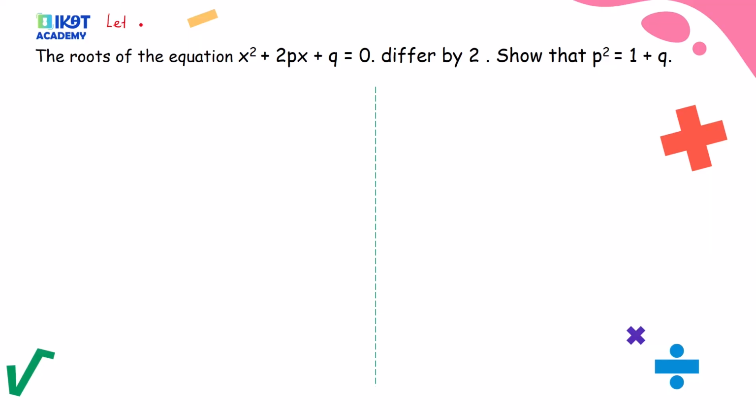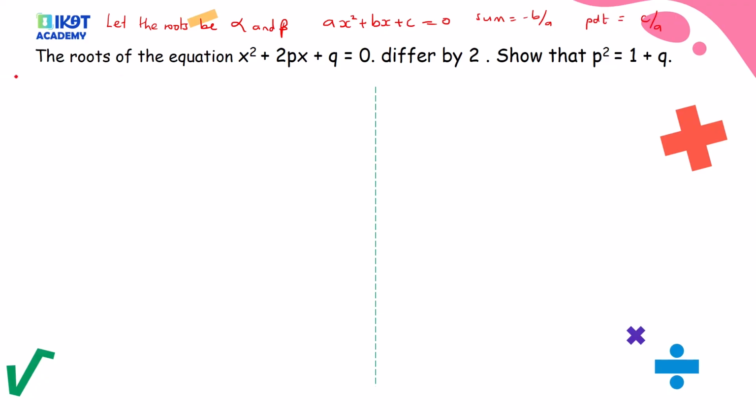Now the first thing, we always have to let the roots, that's if the question has not already let for you, be alpha and beta. Now remember we talked about, I hope you've watched our video on the roots of quadratic equation, where we talked about that if you have a standard equation like this, the sum will always be negative b out of a and the product will always be c out of a.